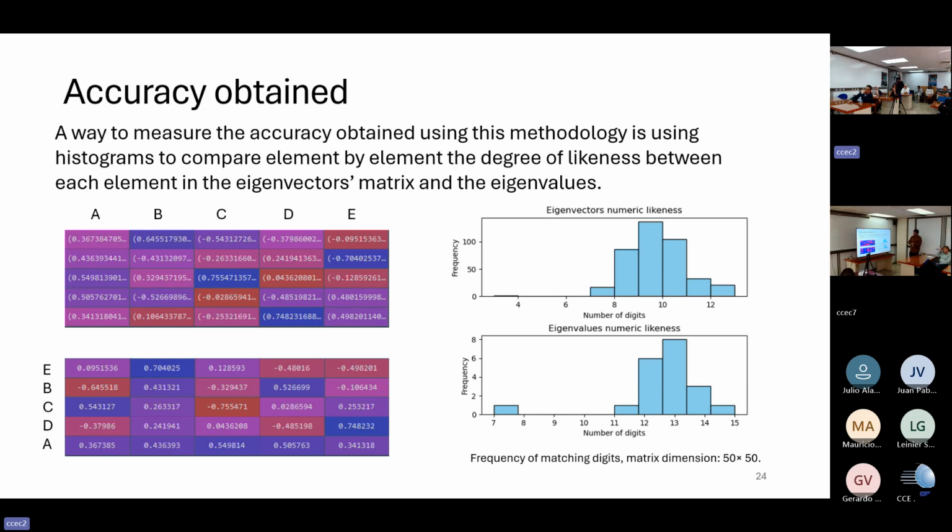Another criterion to measure this performance is to compare digit by digit each one of the values. And here we have the distribution of similarity for a 50 by 50 matrix. As you can see, most of the values have at least nine digits of precision for the eigenvectors, and for eigenvalues, at least 12 digits of precision.